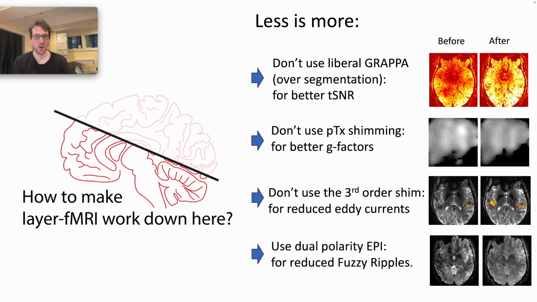Summarizing this abstract, we are looking at Layer-fMRI acquisition protocols in the lower half of the brain. There are many advanced and routinely used methods out there. We tested all of them and find that almost none of them really help. We are better off using minimal GRAPPA, not using PTX, and not using advanced shimming methods. Only dual polarity EPI readouts seem to be very helpful.